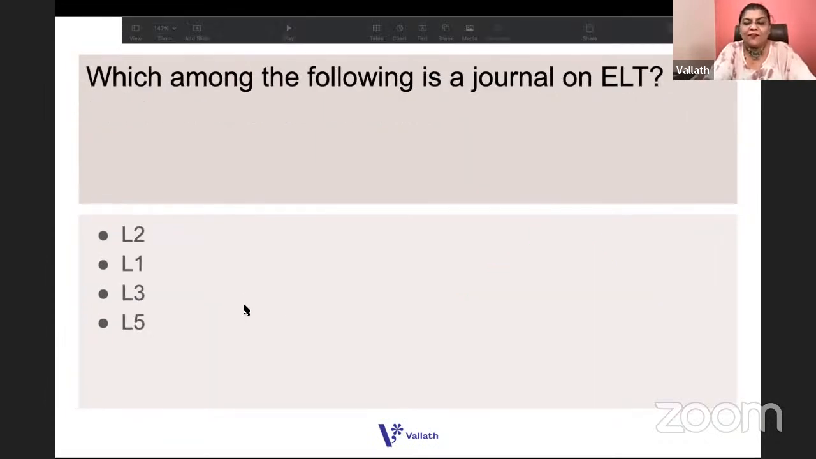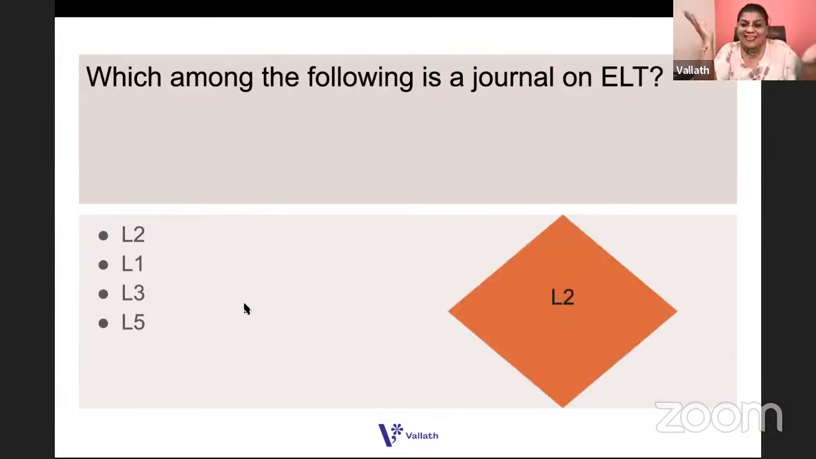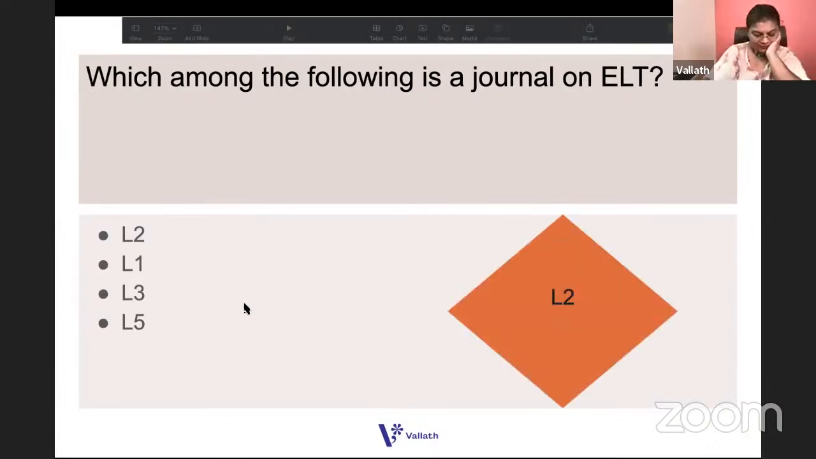Which among the following is a journal on ELT? L2, L1, L3, L5. Journal on ELT, English language teaching. It must be L2, isn't it? It is L2.